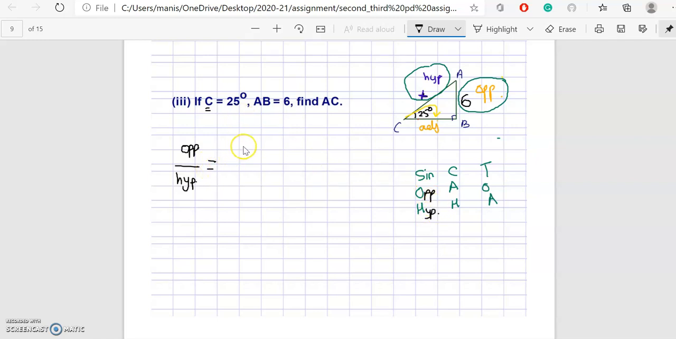Opposite is what? It is my 6. Hypotenuse is what? It is my x. Now this is called sine. So I'll write sine of what? Sine of this angle C, which is your 25 degrees. And I need to write 1 over here. So I will set it up like a proportion: 6 over x is equal to sine 25 degrees over 1.